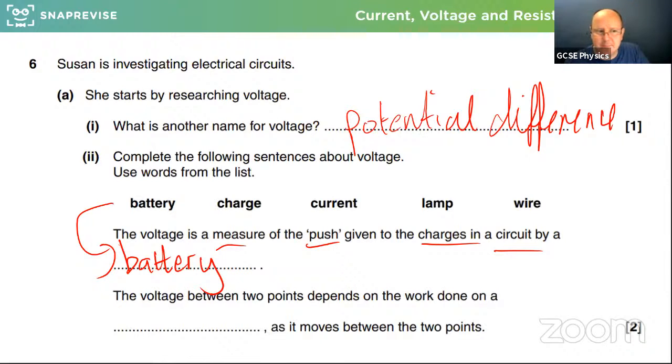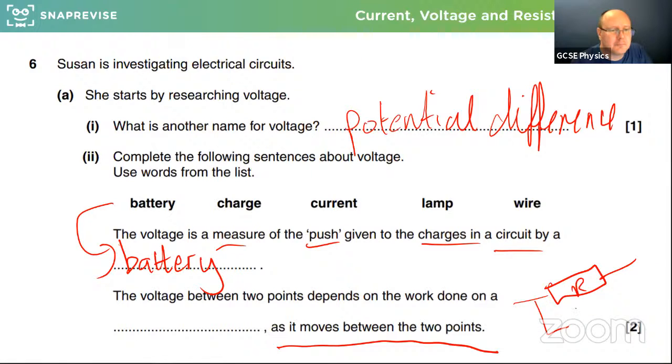Second one, the voltage between 2 points depends on the work done on what as it moves between the 2 points. So if you measure the voltage across a resistor in a circuit, you're measuring something between those 2 points. The work done on what?